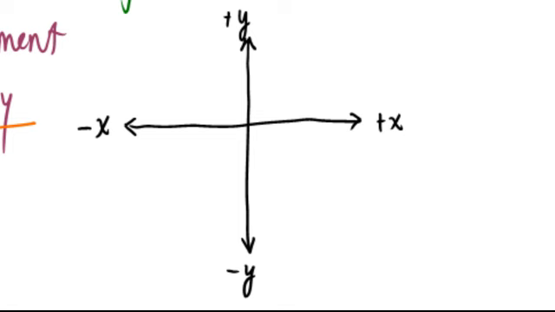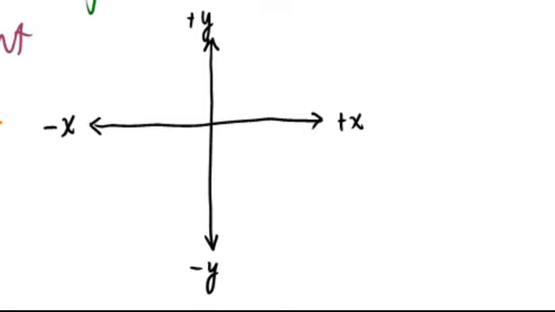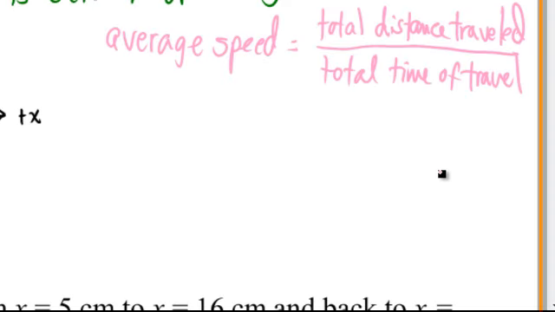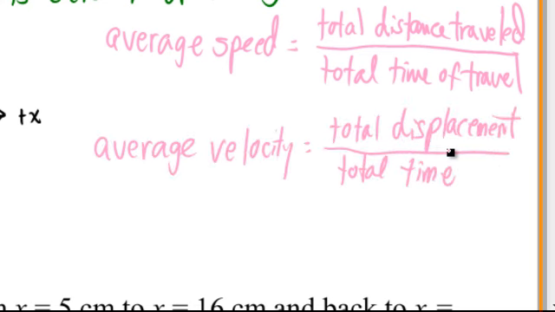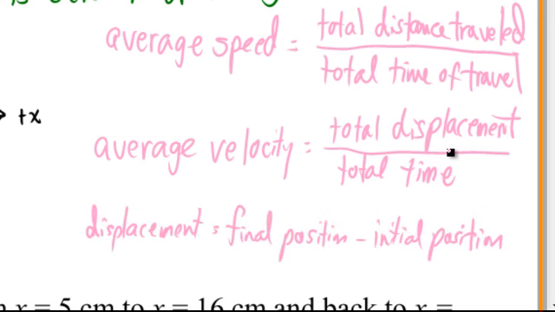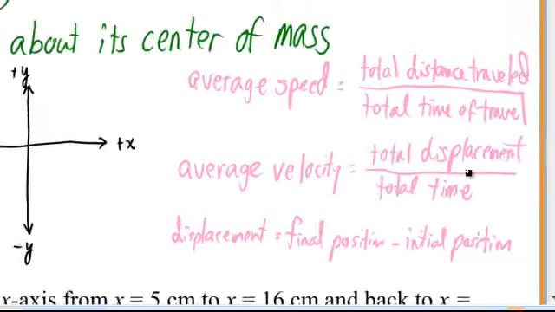Let's also recall the equations that we have for average speed and average velocity. Average speed is the total distance traveled divided by the total time of travel. And average velocity is the total displacement divided by the total time. You'll recall that displacement equals the final position minus the initial position. The sign of the displacement tells us the direction of the displacement according to our mathematically given axes. Let's apply these definitions and work a couple of examples.